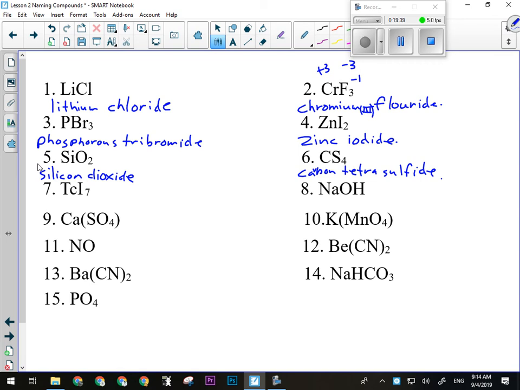Okay, number 7, ionic or molecular? It's ionic. Technetium is a metal. In fact, it is a synthesized metal. It is not an element that is found in nature. It was synthesized artificially. So we have technetium iodide.